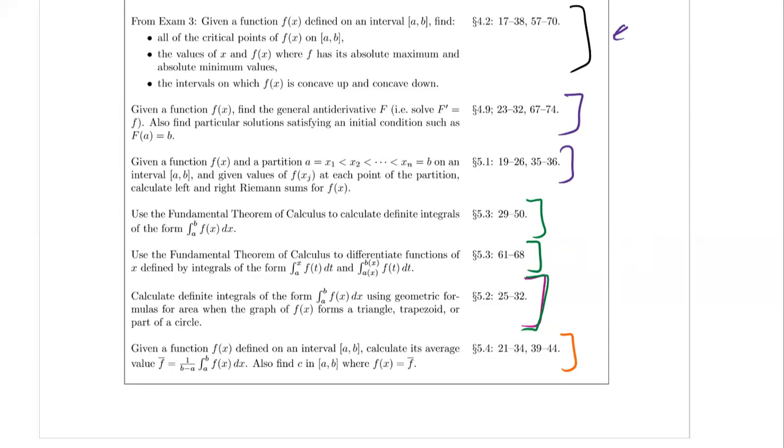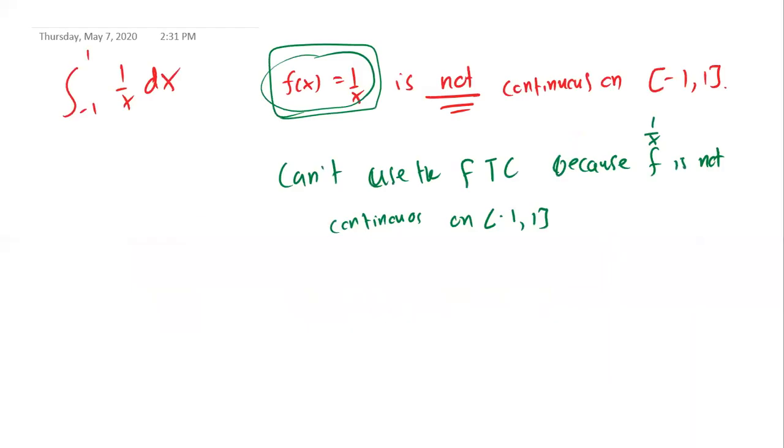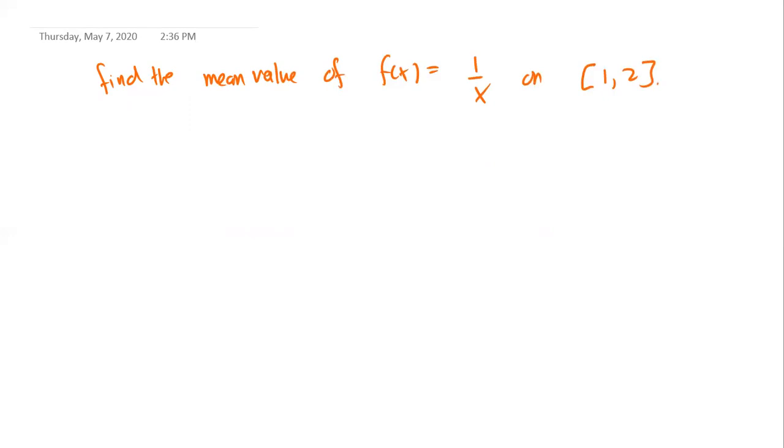If you know how to find a definite integral, you know how to find the mean value of the function. And then from that, you can do the mean value theorem. So first, let's say find the mean value of f of x equals 1 over x on the interval 1 to 2. Actually, let's do 1 to e, so it simplifies a little bit.